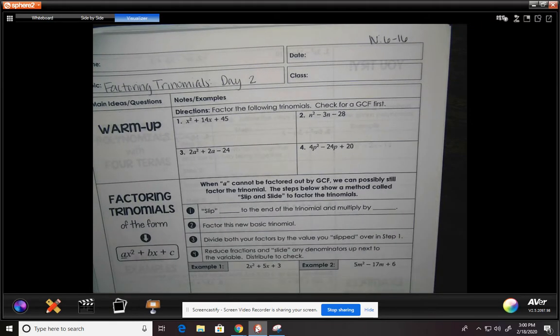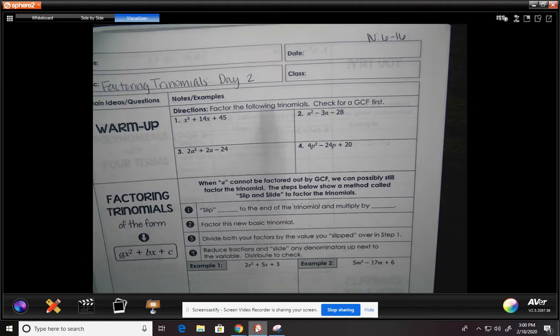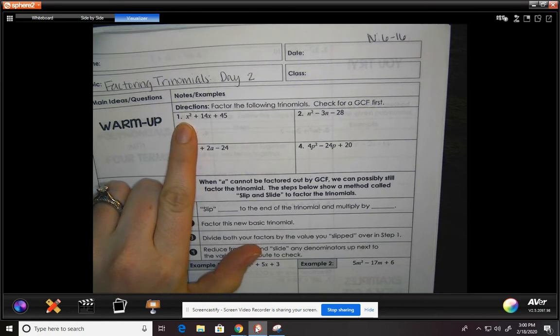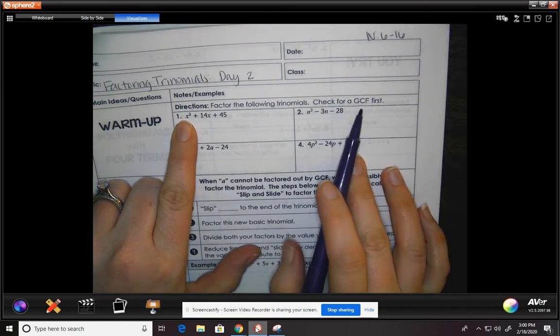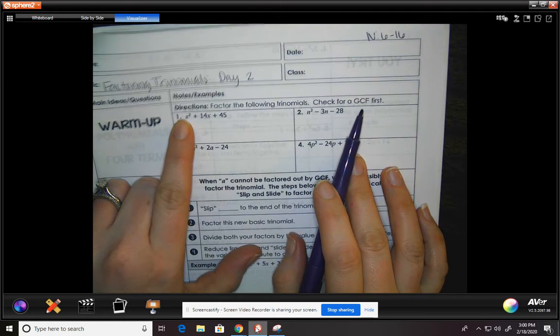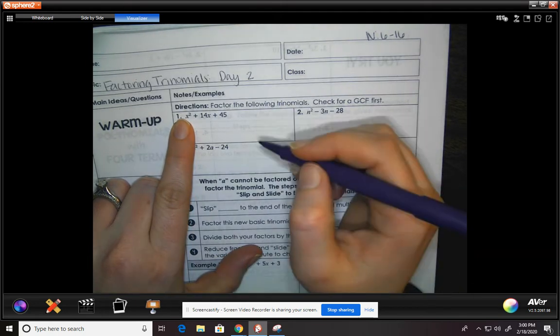Alright, now we're going to note 6-16, which is factoring trinomials, and we're going to do day 2 now. Last lesson for the unit, woo! Okay, we're going to warm up by just factoring a normal trinomial by checking for GCF. If the leading coefficient is 1, there's not a GCF. So if this number is a 1, you can go straight to your x.